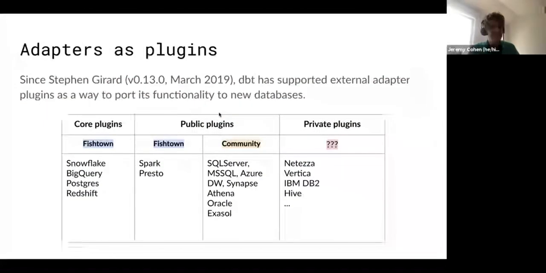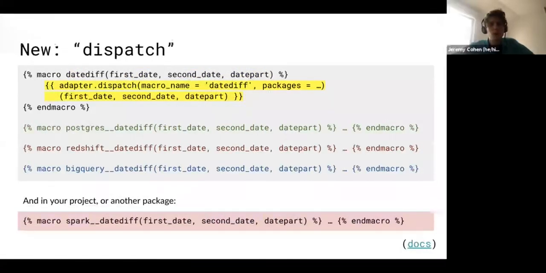This is something that has been possible, the creation of community-supported adapter plugins, since March of 2019, and it's something that we've seen increasing in frequency and in usage a lot in the months since then. So what we have done instead is similar in some ways, but with a crucial difference. There's a new adapter method called dispatch, which will explicitly take a macro name as its argument and a list of packages to attempt to dispatch it into, to look for implementations of this macro, as well as the set of arguments to then pass into that macro.